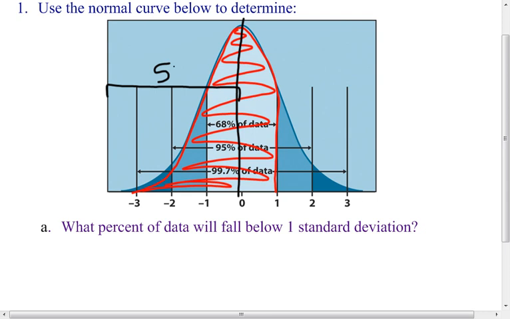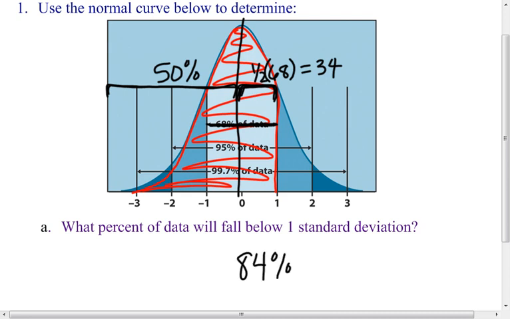So I know that from here to here is 50%. And I know that from here to here will be half of this 68% that falls within 1 standard deviation. So right here is going to be half of 68, and half of 68 we know is 34. If I put this chunk together with this chunk, then 50 plus 34 is 84% of the data will fall below 1 standard deviation. Okay.